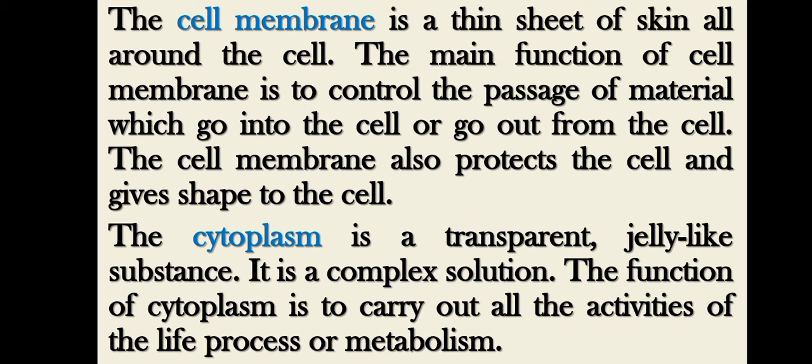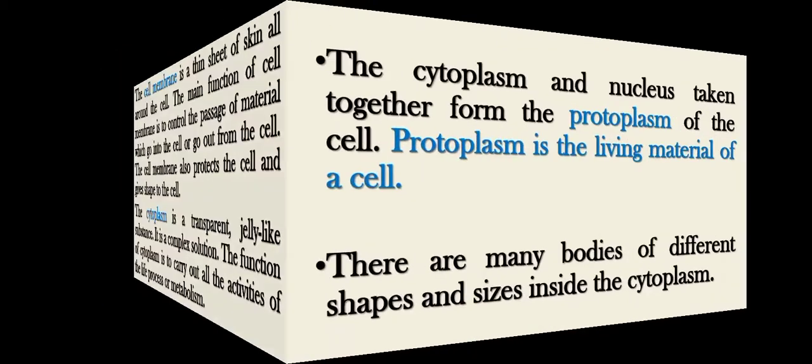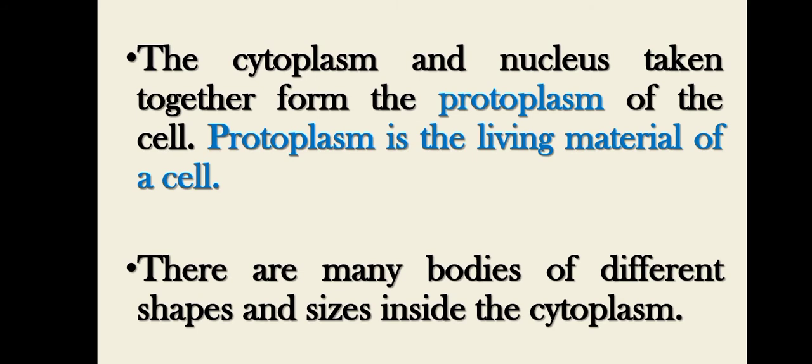The cytoplasm is a transparent gel-like substance. It is a complex solution. The function of cytoplasm is to carry out all the activities of the life process or metabolism. The cytoplasm and nucleus taken together form the protoplasm of the cell. So protoplasm means nucleus including the cytoplasm. This protoplasm is the living material of a cell.